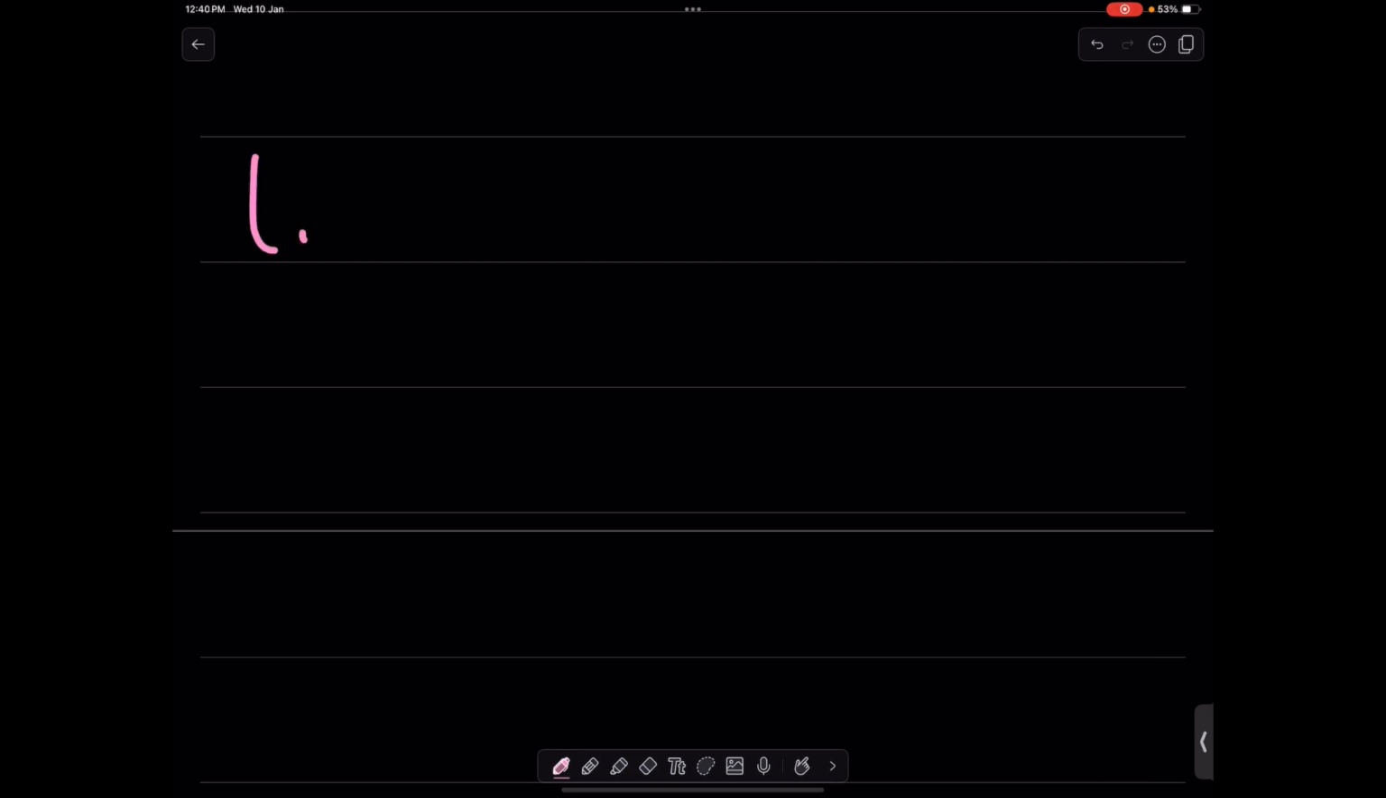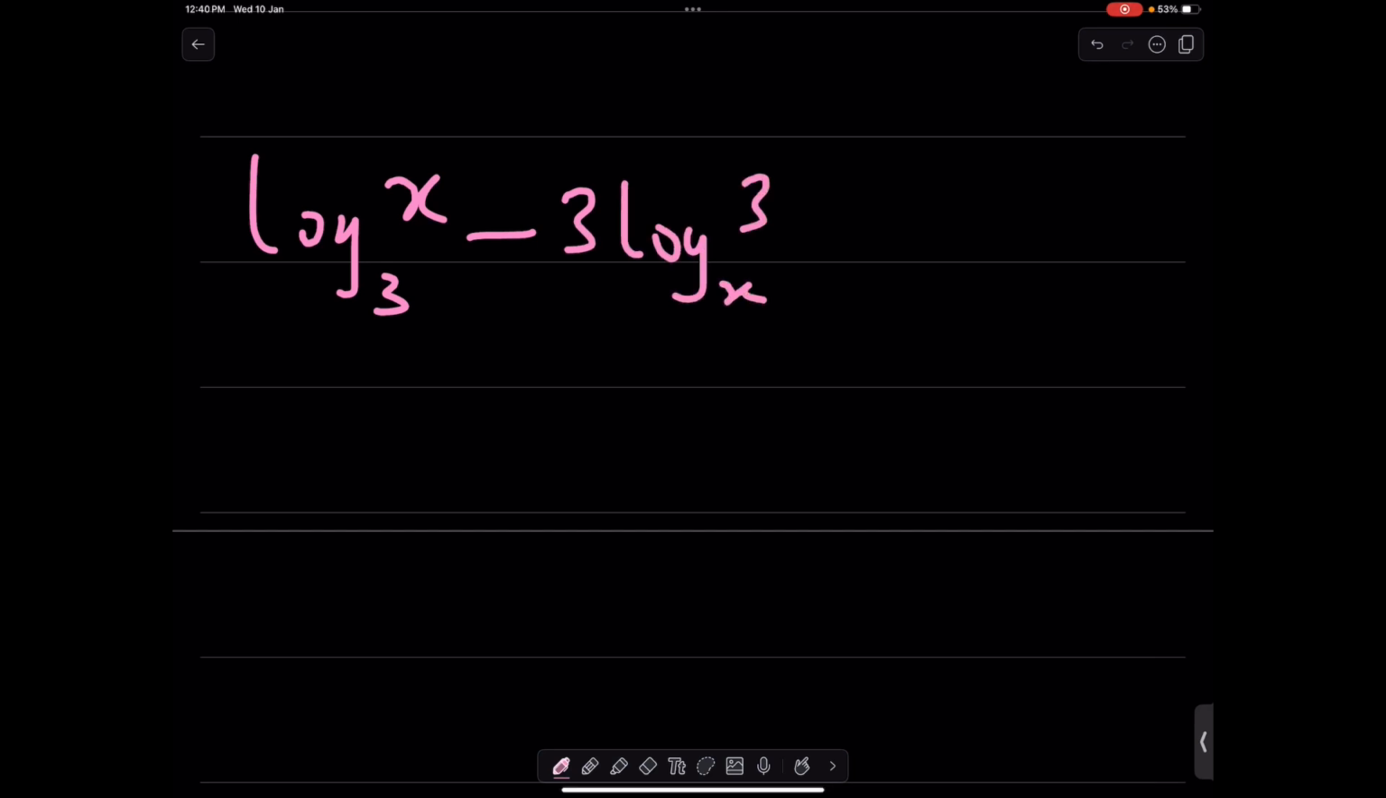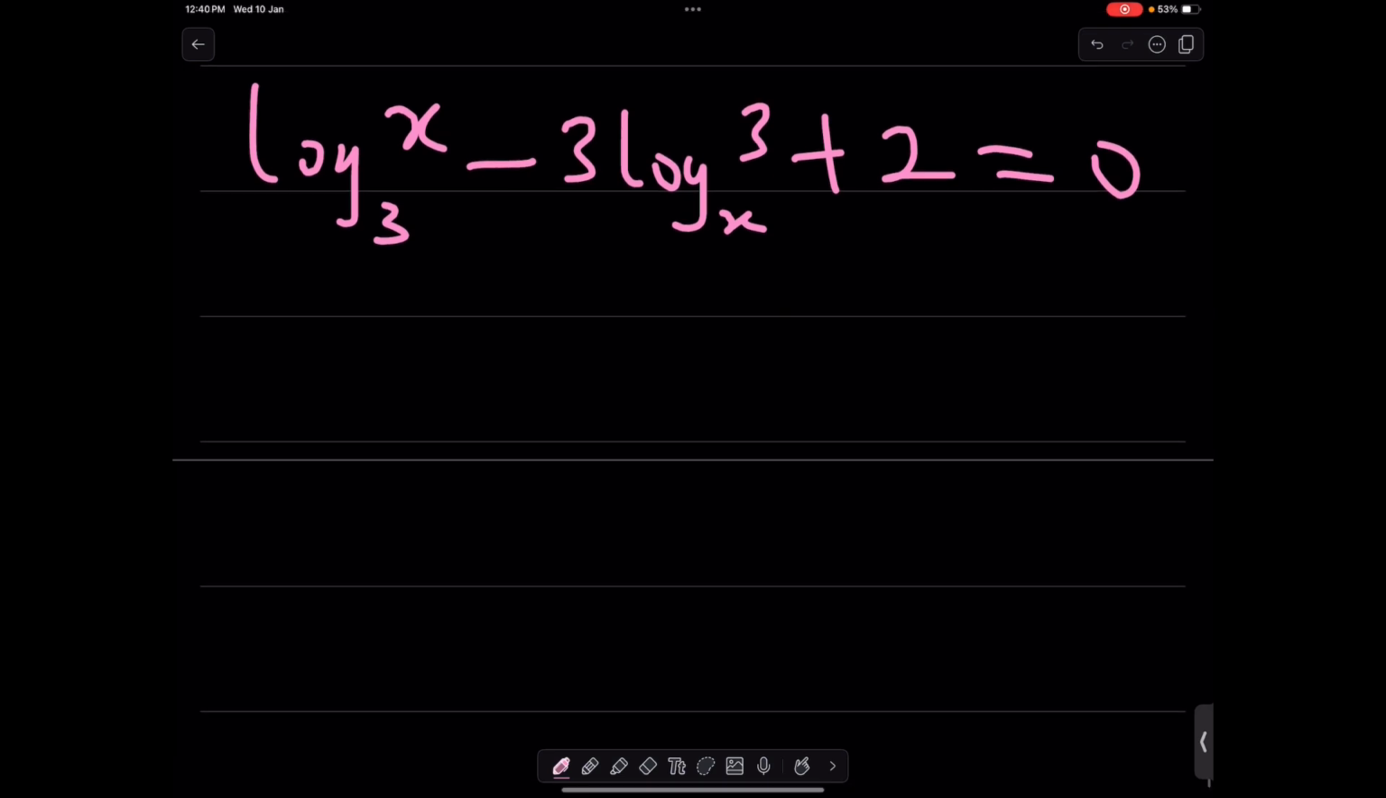Given that log x base 3 minus 3 log 3 base x plus 2 equals 0, find the values of x. Oh, okay, sorry. That first question is also from year 2018. This one too is from year 2018. So I'll check the second one later to be sure that there's no error in the question.